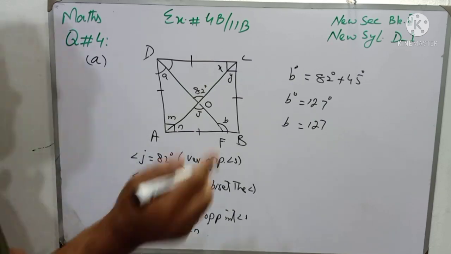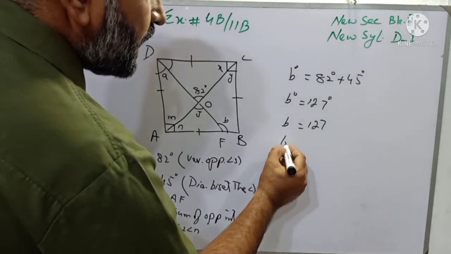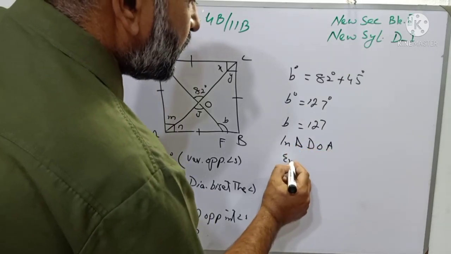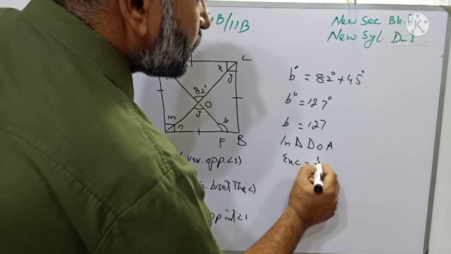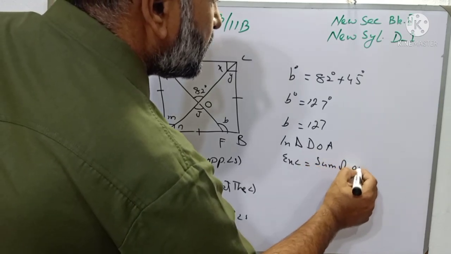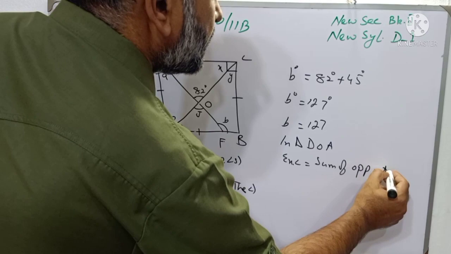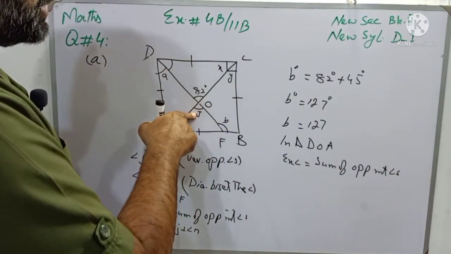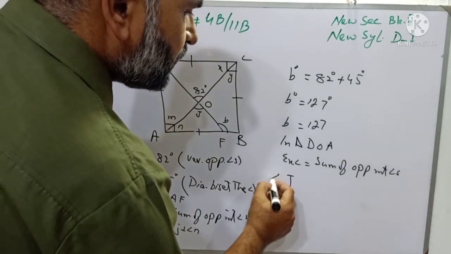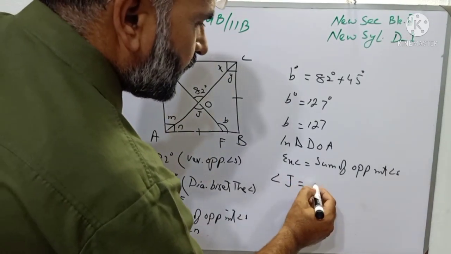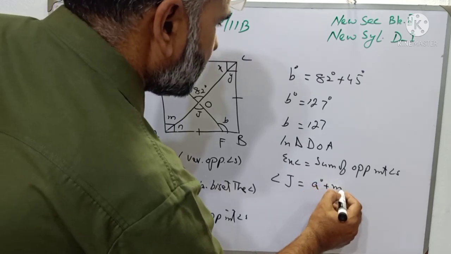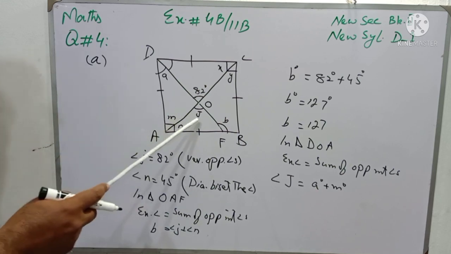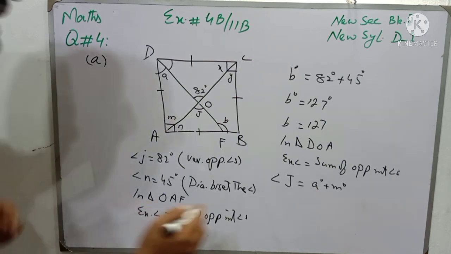So again we will apply the same formula. In triangle DOA, the exterior angle is equal to the sum of opposite interior angles. So students, the exterior angle of this triangle is angle J, and angle J will be equal to angle A degree plus M degree, and the value of angle J we have already found. The value of angle J is 82 degrees.